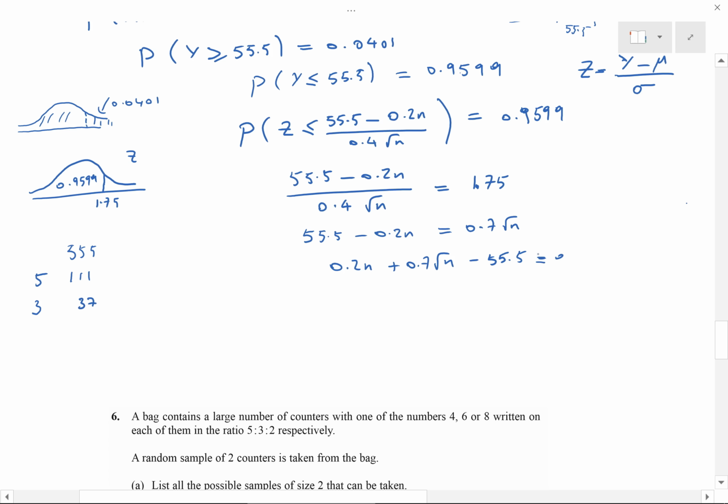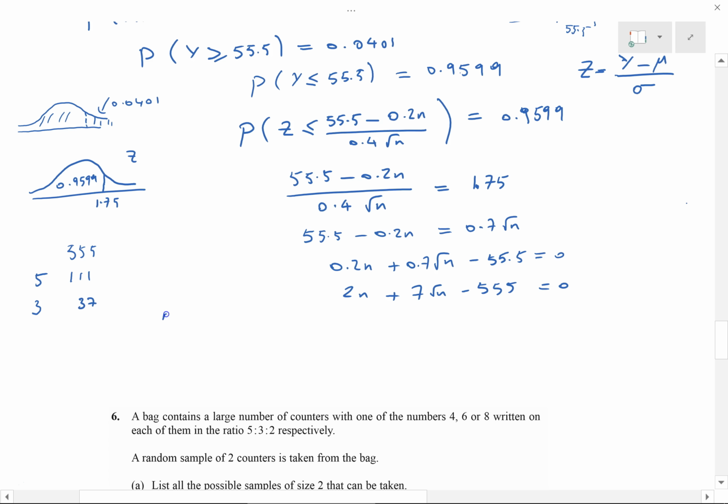So I'm going to times this by 10. 2n plus 7 the square root of n minus 555 equals 0. This is basically a disguised quadratic.